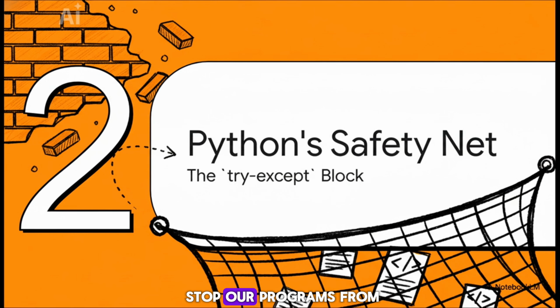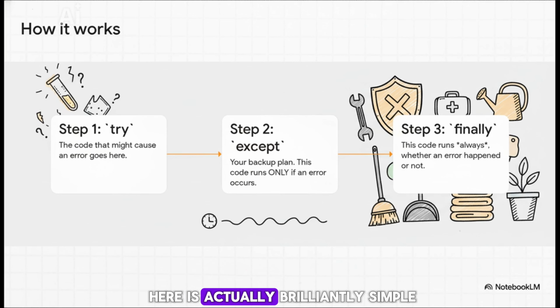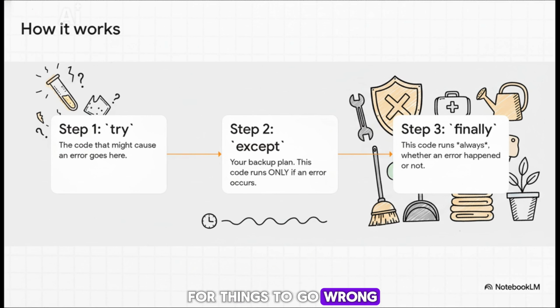So, how do we stop our programs from just crashing and burning when they hit one of these walls? Well, we give them a safety net. And in Python, that safety net is called the try-except block. You know, the logic here is actually brilliantly simple. You take the risky bit of your code and you put it inside the try block. You're basically telling Python, hey, try to do this, but be ready for things to go wrong. Then, in the except block, you write your backup plan. This is your emergency procedure, and it only runs if that try block fails.